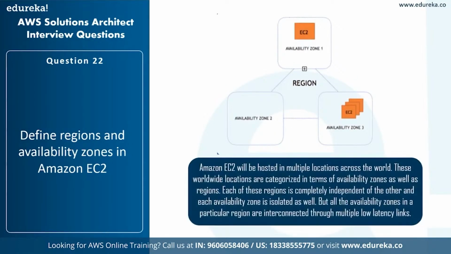Being such a mammoth in the industry, it is common knowledge that Amazon EC2 is hosted in multiple locations across the world. These worldwide locations are categorized in terms of availability zones as well as regions. Each of these regions is completely independent of the others, and each availability zone is isolated as well. But all the availability zones in a particular region are interconnected through multiple low latency links. So this was about the regions and also the availability zones in Amazon EC2.